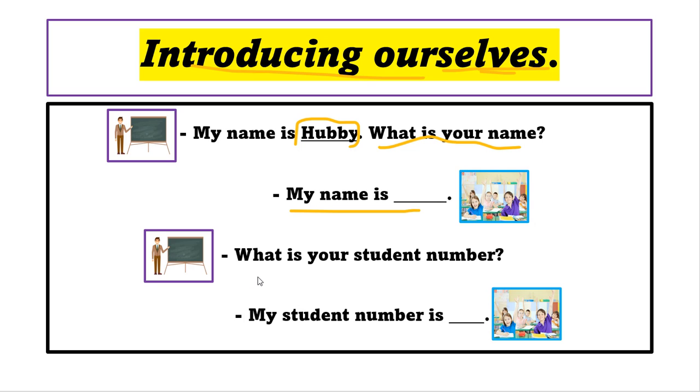So what is your student number right now? It means that you must count, okay? Student number means your number in the classroom. So my student number is 1, 2, 3, 4, 5. So that is your number. Don't forget, okay? So that is your student number.